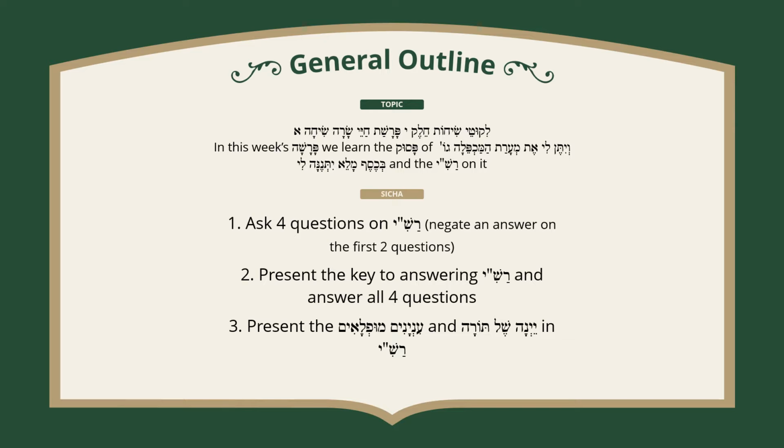The Rebbe will, number one, ask 4 questions on Rashi. In the process, the Rebbe is going to negate an answer on the first 2 questions. Number 2, present the key to answering Rashi, and then answer all 4 questions. And number 3, present both the Inyanim Mufloim and the Yena Shel Torah in Rashi.